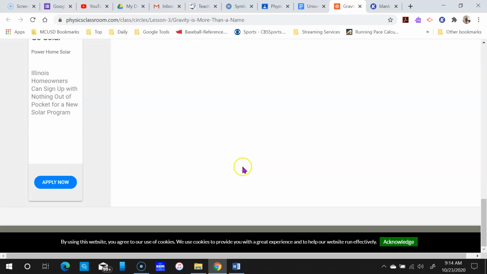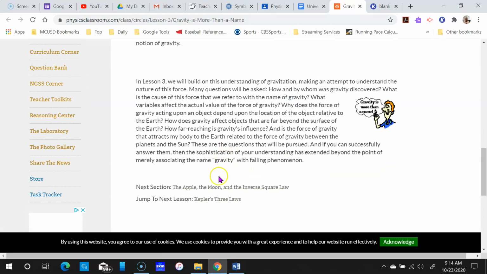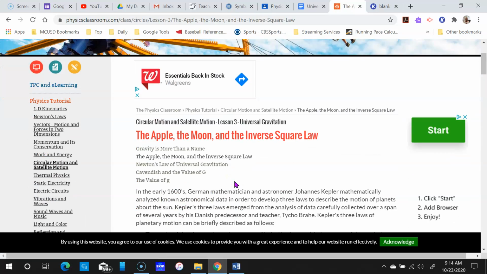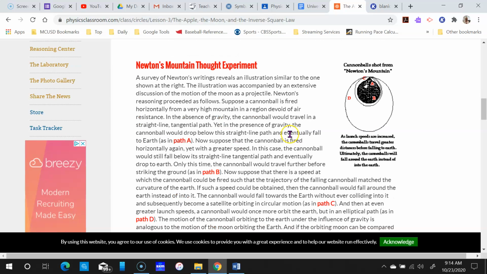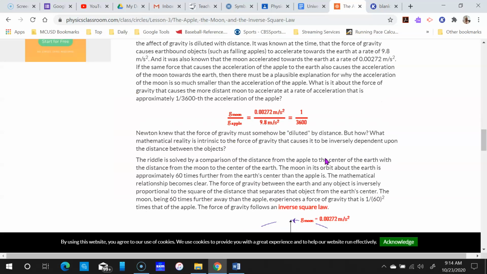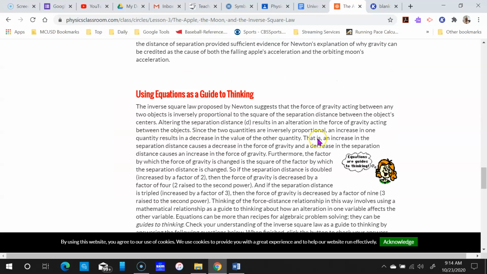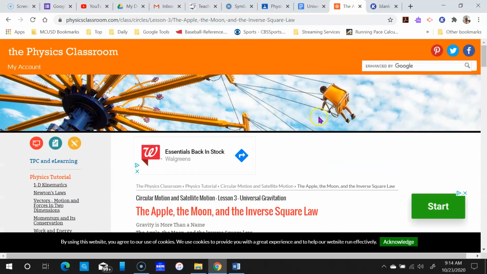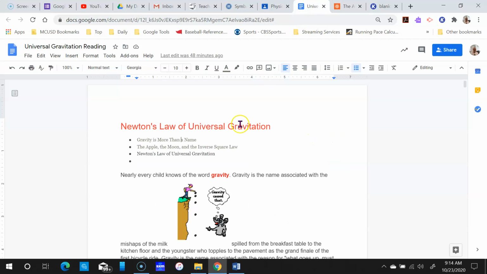One good thing about the website, though, as you make your way through the 3 different lessons that I want you to focus on, is that they do have some interactives and some animations and some sample problems that you can choose to gain some more knowledge. You can click those and they'll walk you through how to solve those. So that is the information and where you find it.